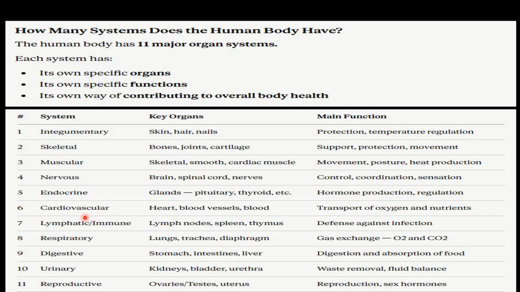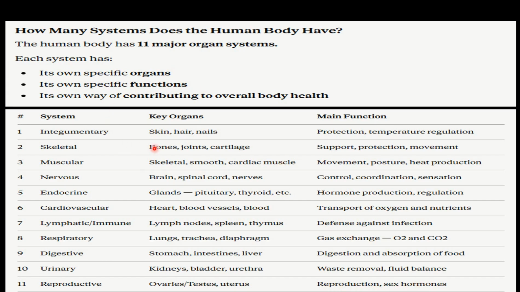Next is cardiovascular system: heart, blood vessels, blood, transport of oxygen and nutrients. Next is lymphatic or immune system: lymph nodes, spleen and thymus, defense against infection. Next is respiratory system: lungs, trachea, diaphragm, gas exchange, O2 and CO2. After that we have digestive system, which includes stomach, intestines, liver: digestion and absorption of food. Then we have urinary system, includes kidneys, bladder, urethra: waste removal, fluid balance. After that we have reproductive system: ovaries, testes, uterus, reproduction and sex hormones.